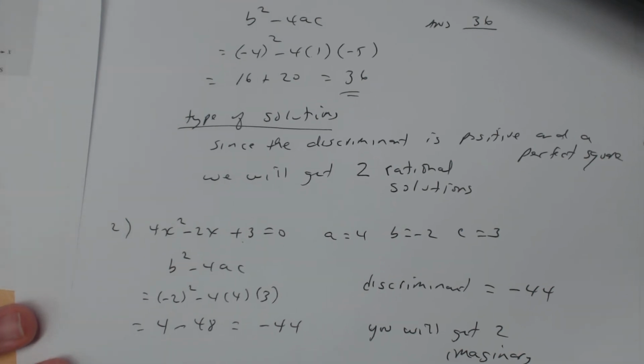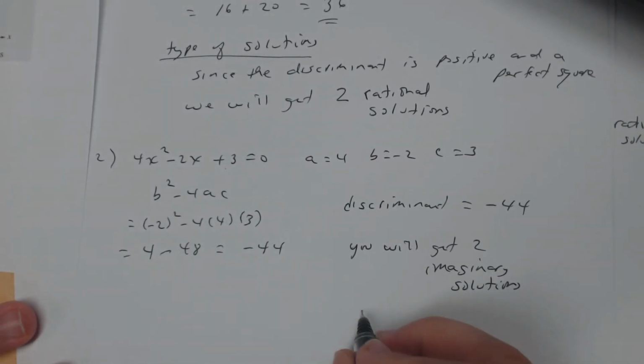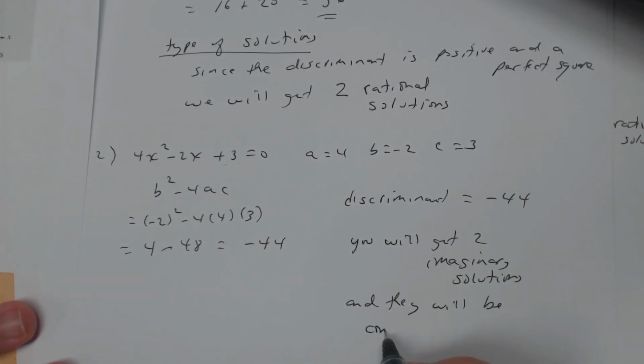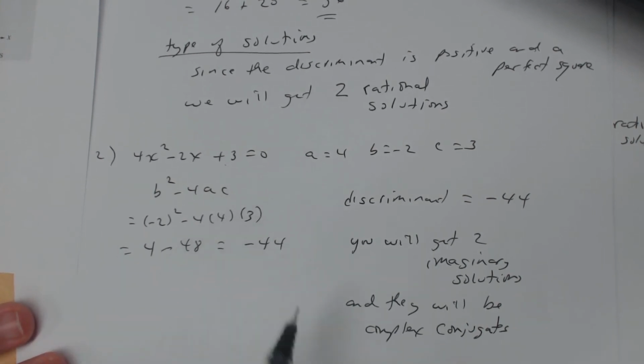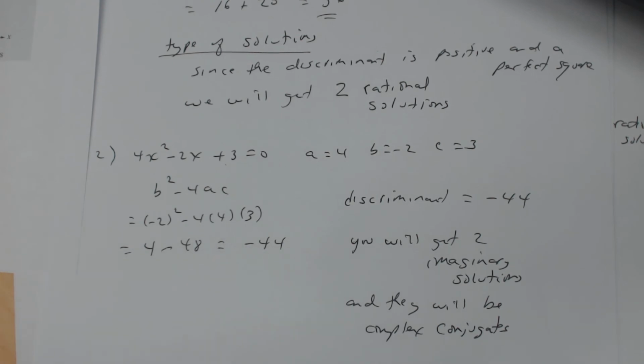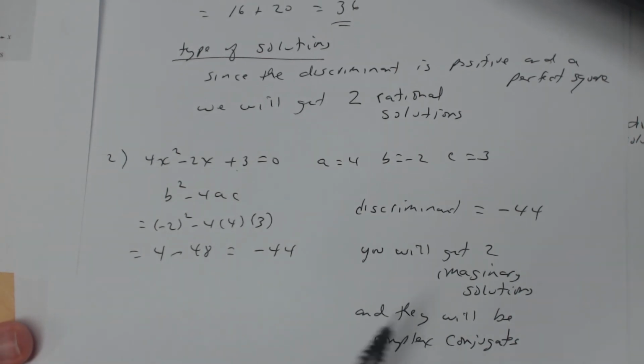All right, so two imaginary solutions. You will get two imaginary solutions, and they will be complex conjugates. Now again, that doesn't tell you what they are. If you want to know what the solutions are, you have to go ahead and use the quadratic formula. But you do know that you can get two imaginary solutions, and that they're going to be complex conjugates. So if one is 6 plus 8i, the other one is 6 minus 8i.